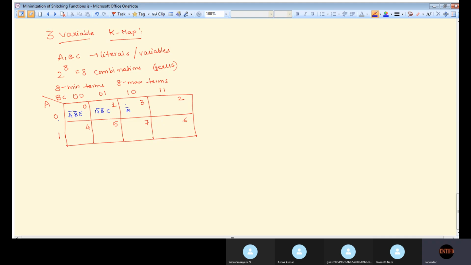Here A bar B C, and here 0 1 1 is indicating A bar B C. And the third one, A bar B C bar. What is this? A B bar C bar. A B bar C. And here A B C. And here A B C bar. Sorry, I was writing it wrongly, it is the same, A B C bar.